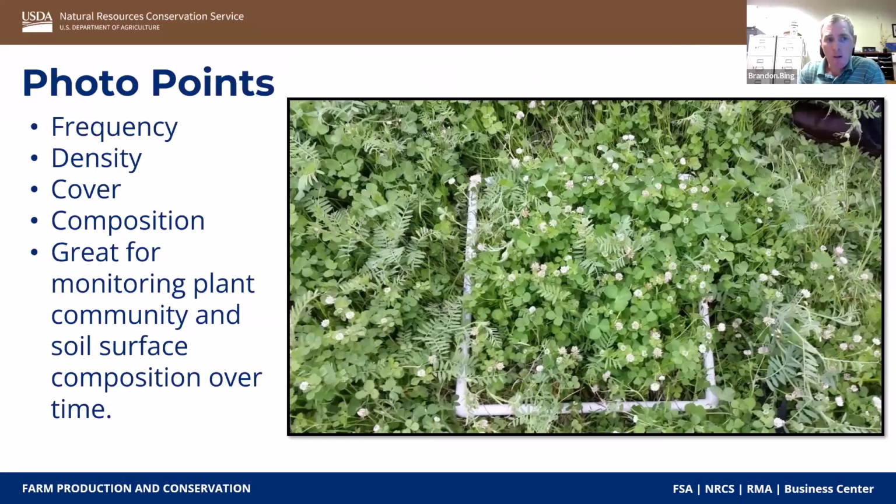Photo points. There are going to be some talks later in the day specifically about photo points, but I wanted to bring it up at a high level here. They are great for monitoring plant communities and soil surface composition over time, especially these up-close photo points where you're trying to capture something specific. For instance, maybe there's a turkey that's nesting in the spring and you want to monitor the success of her nest. Or it could be that you're monitoring plant cover over a long period of time due to some management changes on the property.